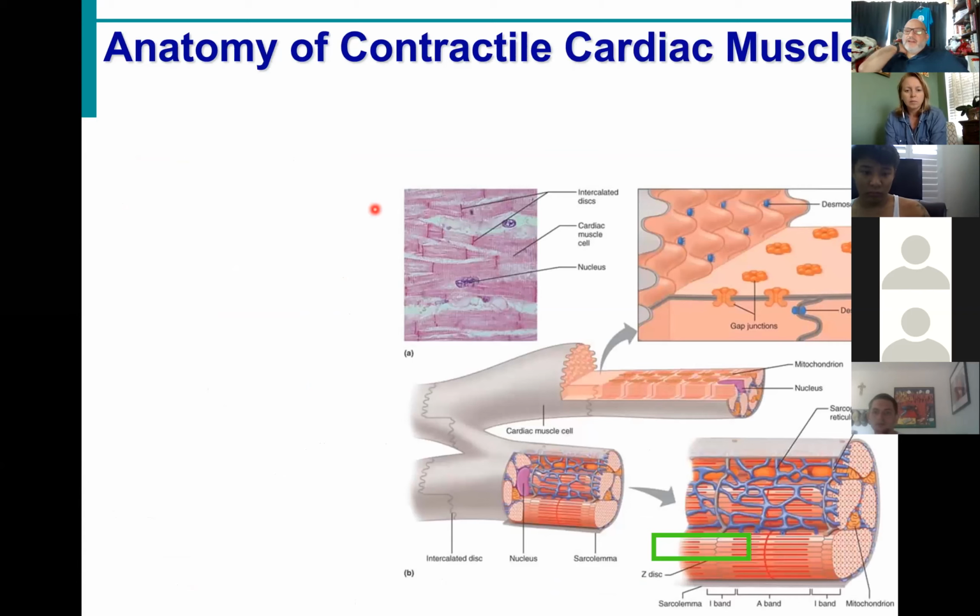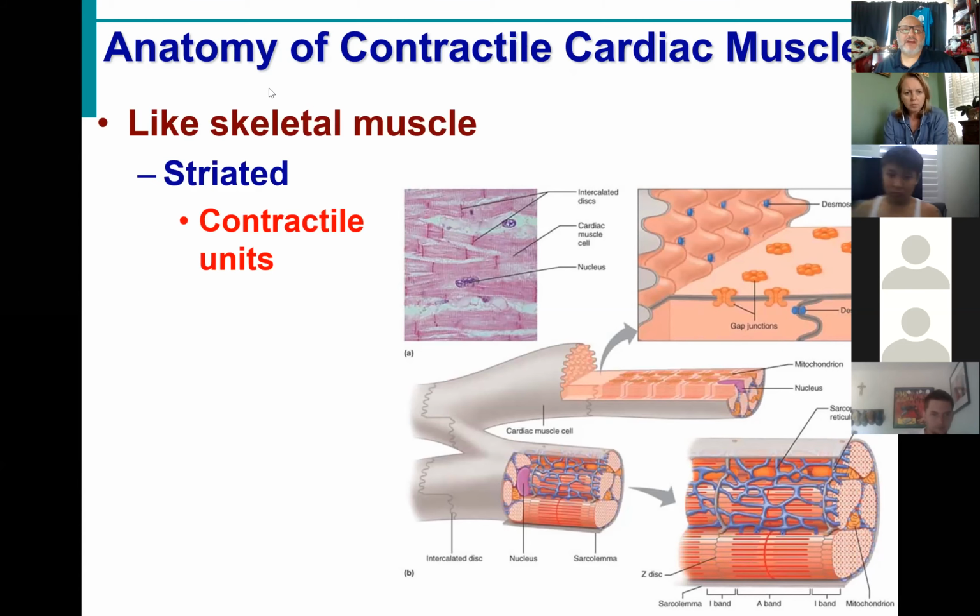All right, we talked about this a little bit in the last class, but let's do it a little bit more here. The anatomy of our contractile cardiac muscle cells. Our contractile cardiac muscle cells are very much like skeletal muscle. They're striated. Remind me again, what causes the striations in muscle tissue? What is the organelle? Let's start easy. What is the organelle that produces the stripes of a muscle cell?